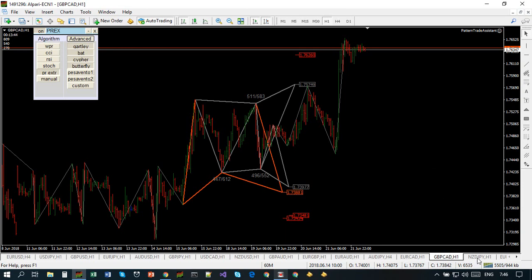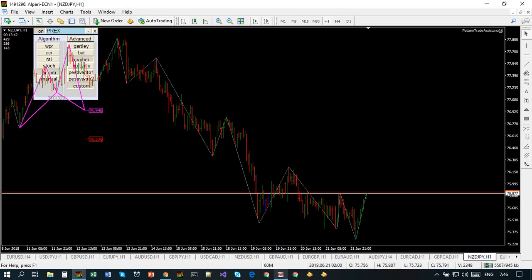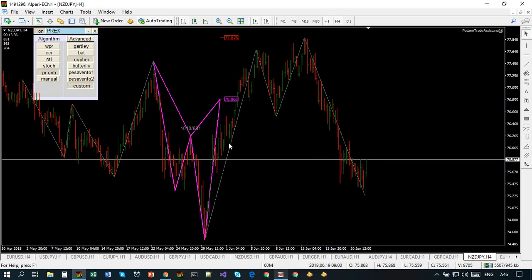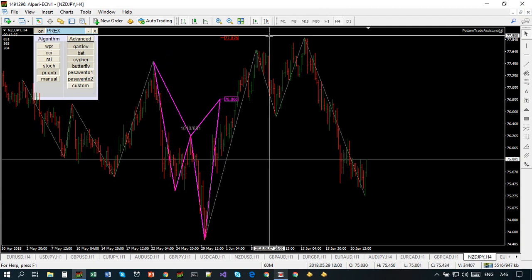Okay, nothing is here. Let's switch to 4 hour. Nothing. I say nothing is that for future trading. Let's switch here, 4 hour. Bat, cipher, butterfly. Okay, cipher pattern winner.